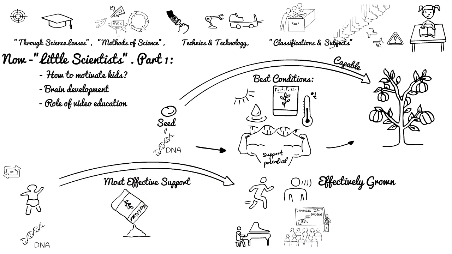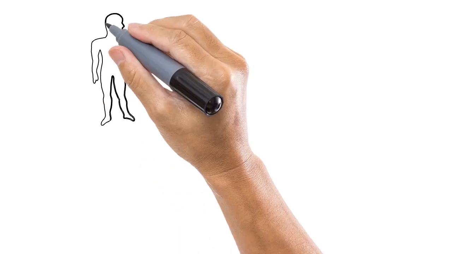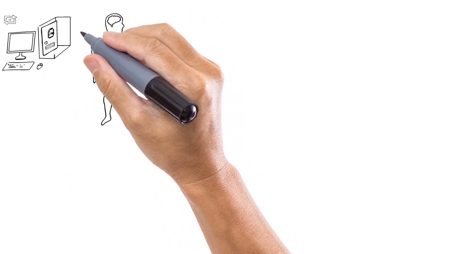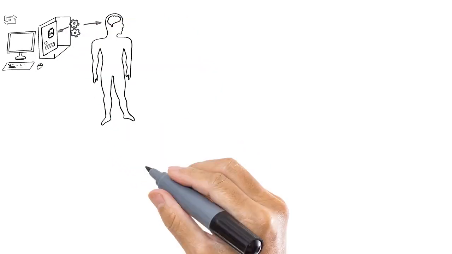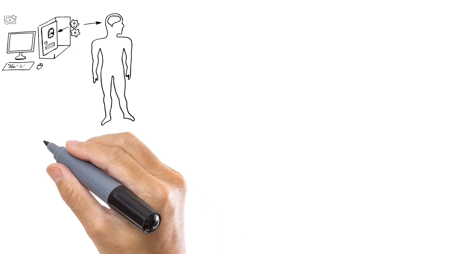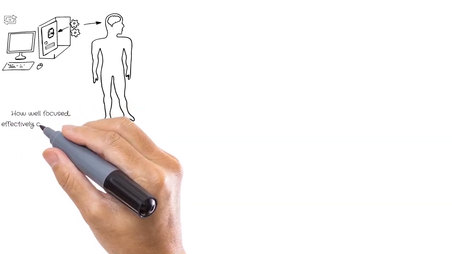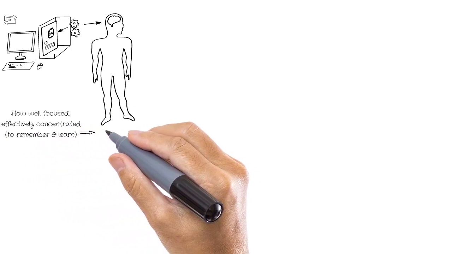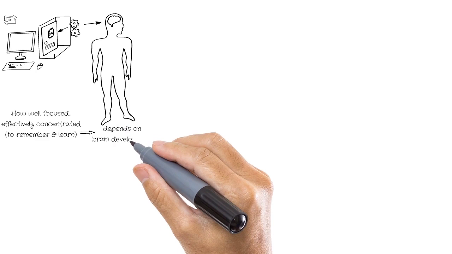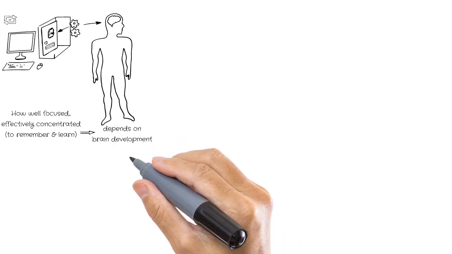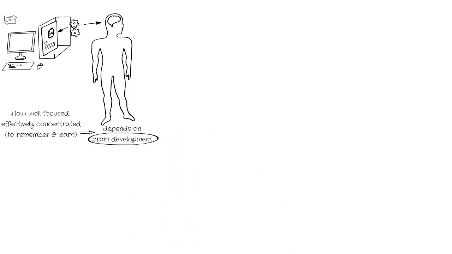Our body is like a big computer controlled by a central processor, which is our brain. Everything that we are learning, from the very first steps in our lives to the most complicated knowledge discovering, is made by our brain. How well we can consciously be focused and effectively concentrated to remember and learn something new depends on proper brain development. This video will be about such proper brain development from the very early ages.